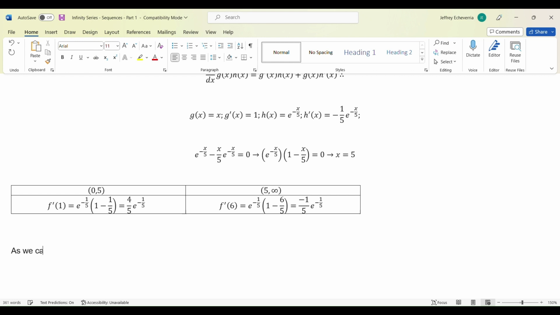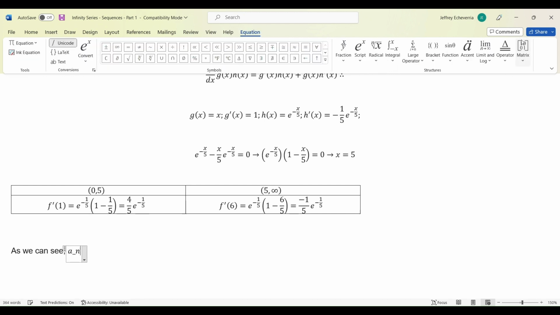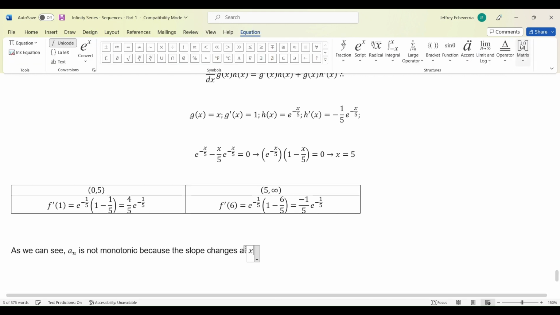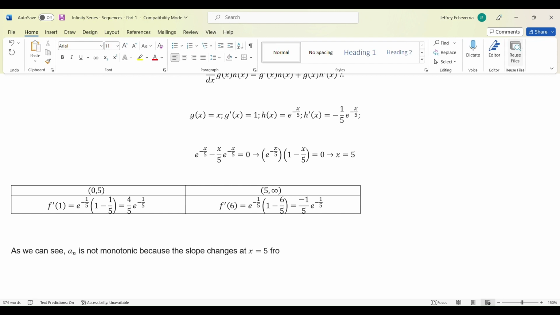As we can see, a sub n is not monotonic because the slope changes at x equals 5 from a positive slope to a negative slope. And like I mentioned before, to be monotonic, the function must be strictly increasing or strictly decreasing.